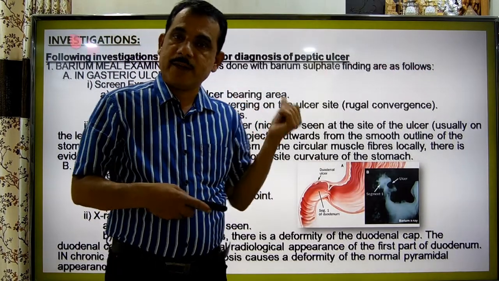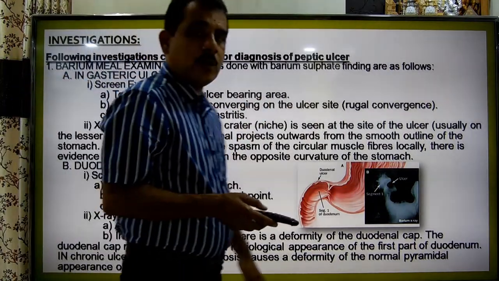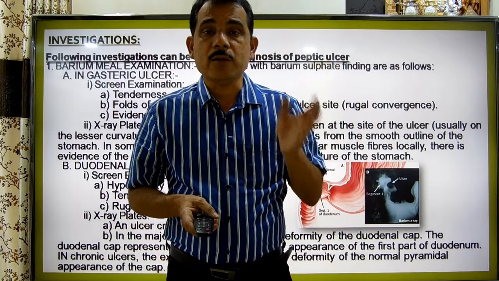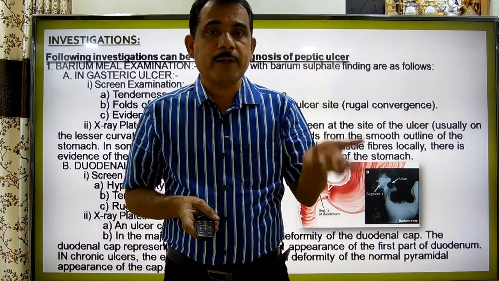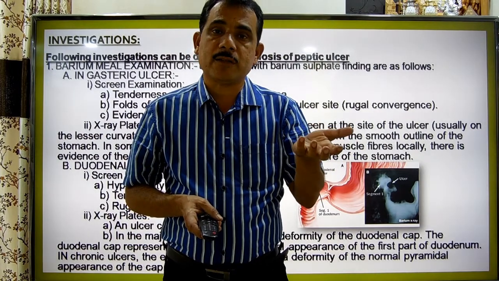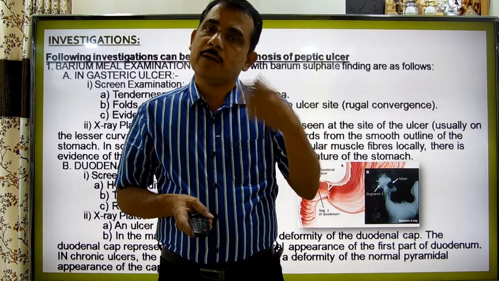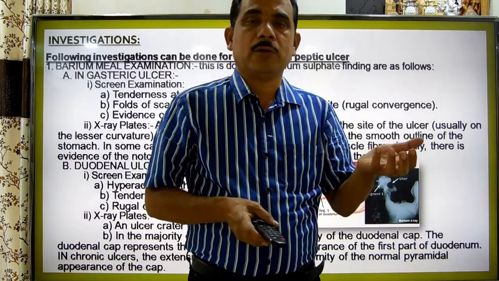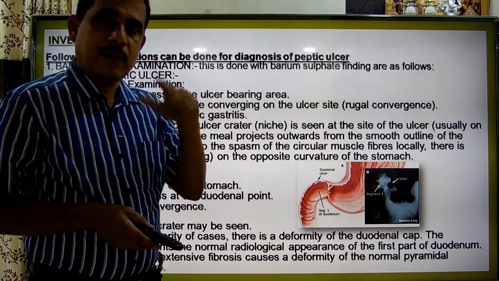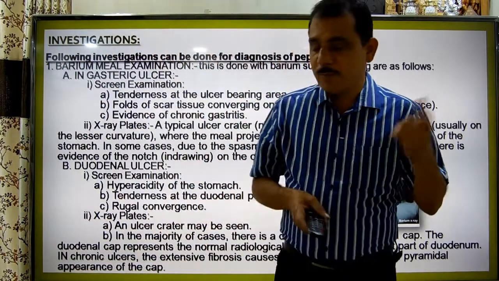The gastric findings and the duodenal findings. Other investigations that you can do: stool examination for occult blood. As you have seen, melena will be there in both gastric and duodenal ulcers. Of course, it is more common in the duodenal ulcer, but blood is found in both ulcers. It indicates there is hemorrhage, and there is an ulceration which is bleeding.